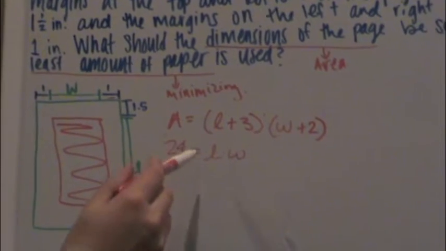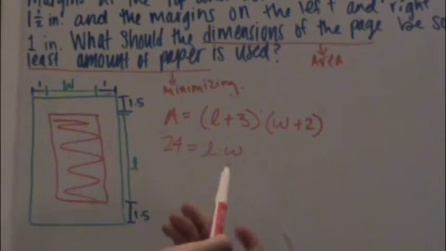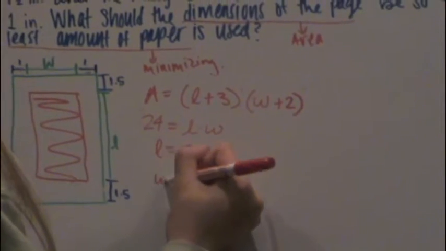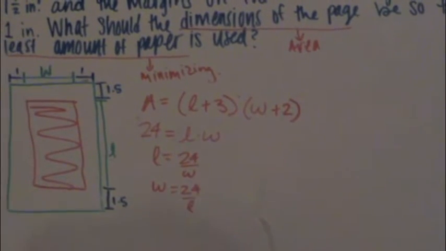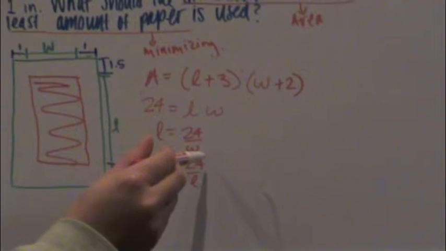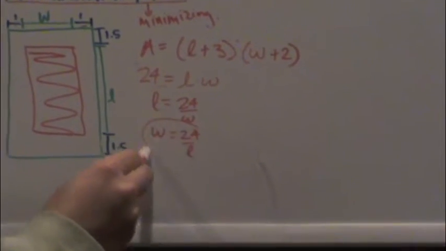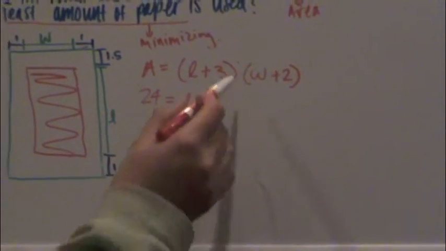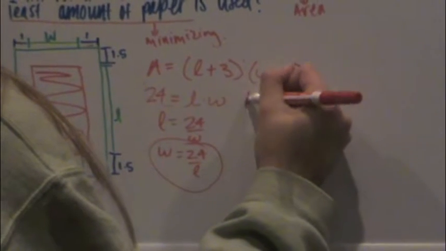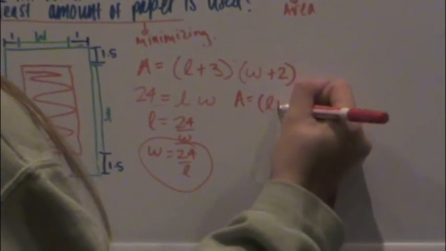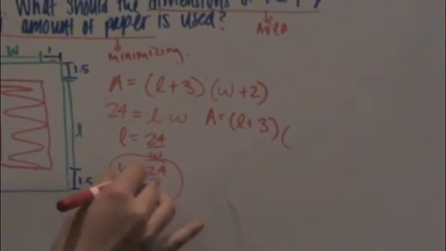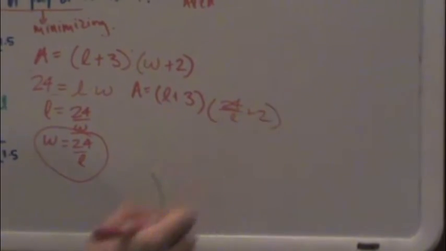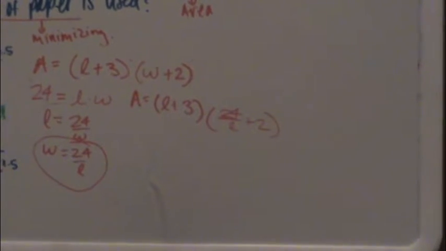Now we're going to use our secondary equation to substitute into our primary equation. You can get either L equals 24 over W, or W equals 24 over L. I'm going to use the W equation, just because I feel like it; you can use either one. So our new equation reads A equals L plus 3 times 24 over L plus 2.